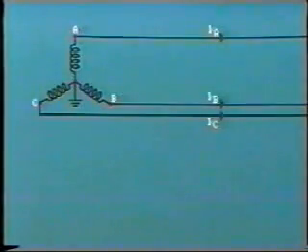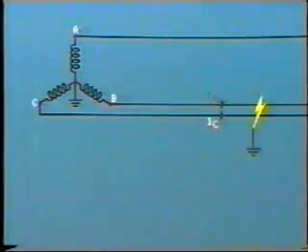Yet another common fault is the two-phase to ground. This example shows a fault between lines B and C, which in turn is faulted to ground. We have currents IB and IC flowing to the fault, and IG, the ground current, leaving. Thus, IB plus IC equals IG.